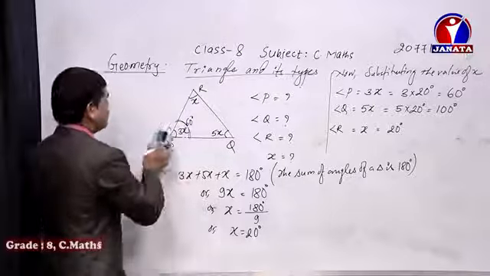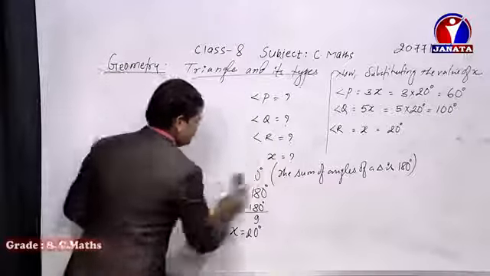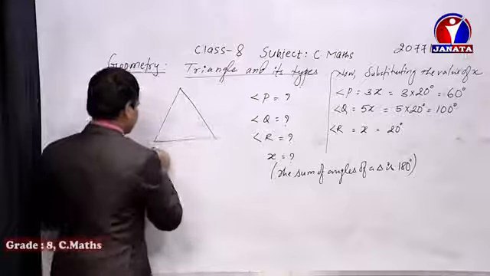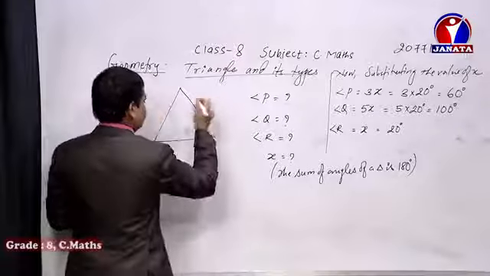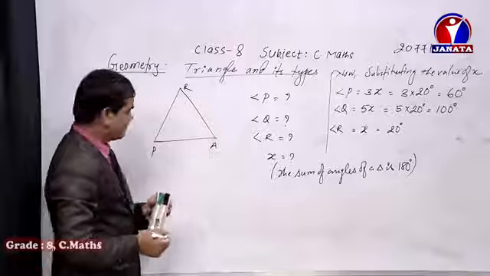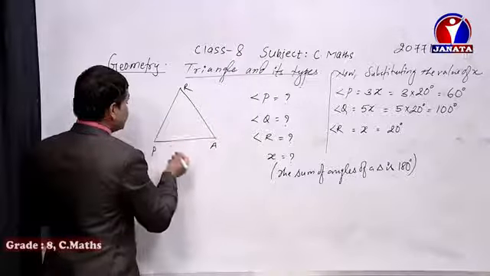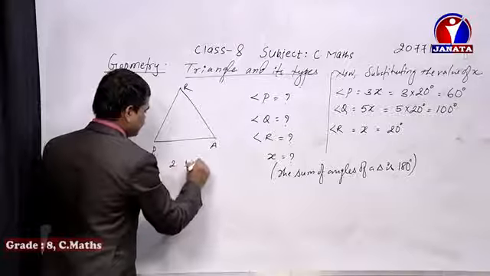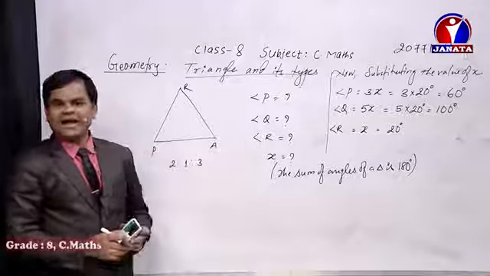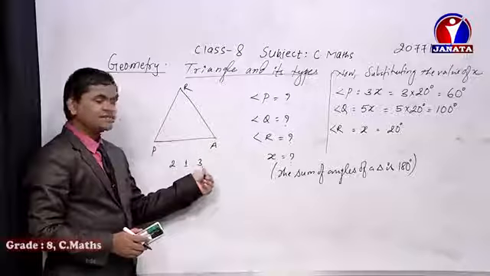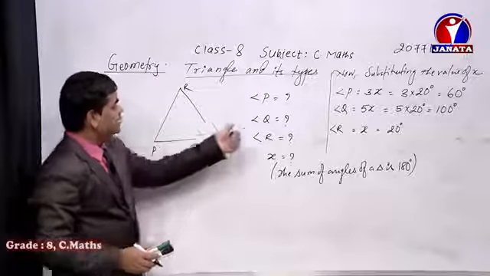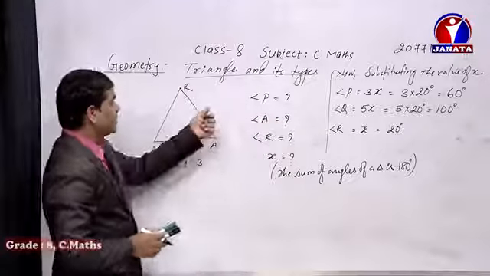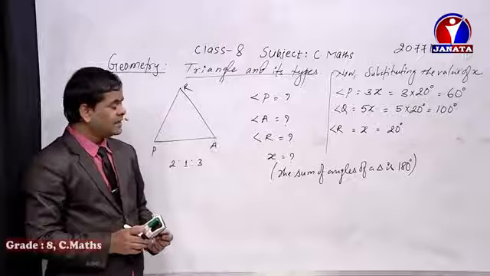Similarly, let's take another example, dear student. Another triangle is given. The name of the triangle is PAR. Now the ratio of the angles is given as 2:1:3. The ratio of the angles of a triangle is given as 2:1:3. At that time, the question may ask you to find the angles of triangle PAR: the measure of angle P, the measure of angle A, and similarly the measure of angle R.